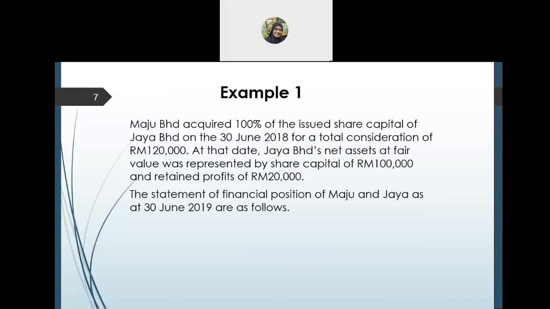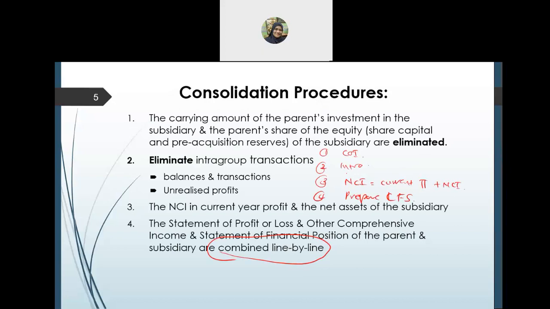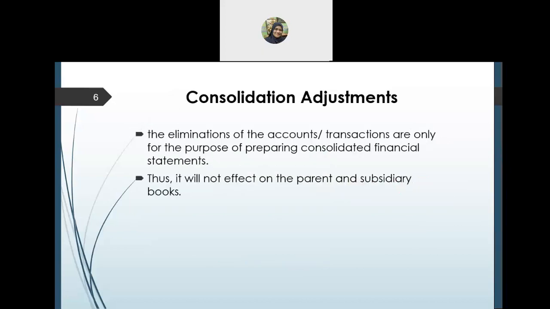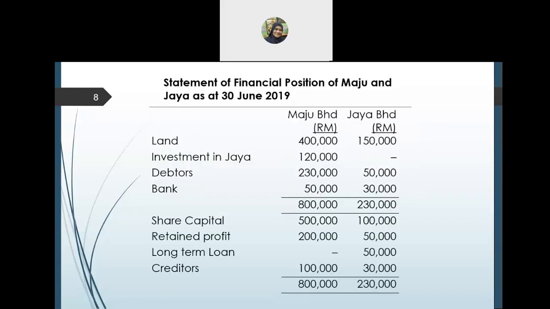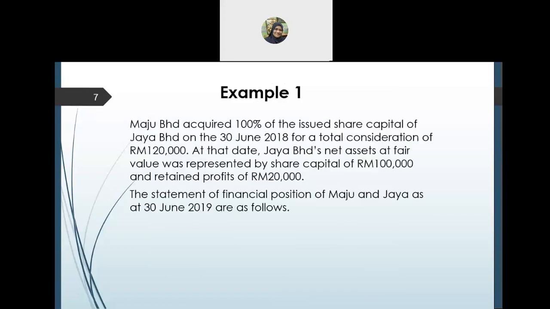This is the one that you have in the examples here. The adjustments and eliminations of accounts or transactions are only for the purpose of preparing the consolidated financial statements. Thus, they will not affect the parent and subsidiary books, meaning they do not affect the parent and subsidiary separate financial statements. So this is an example. I just want to show you these examples a little bit, maybe 1 minute only, on how we account for the reserve here.